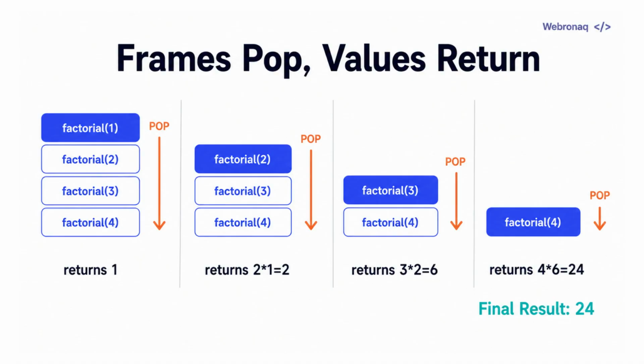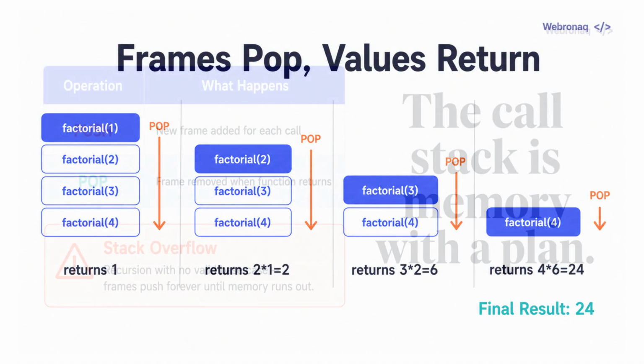It computes 3 times 2, which equals 6, and pops. Finally, factorial of 4 computes 4 times 6, which equals 24, and that frame pops too. The stack is empty, and the answer 24 travels back to main. Each frame remembered its own value of n the entire time, tucked safely in its stack frame. That is the beauty of the call stack working alongside recursion.